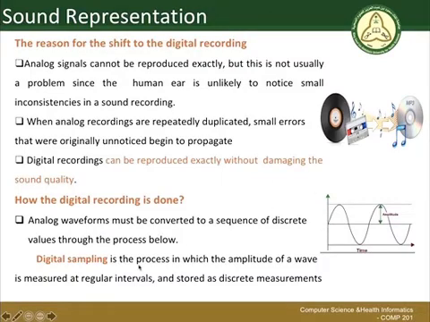Digital sampling is the process in which the amplitude of a wave is measured at regular intervals and stored as discrete measurements. So again, when I talked about the analog signal, I said it consists of infinite values. For any small period of time here, we can get a value, and this is going to be infinite because of the continuity of this wave.